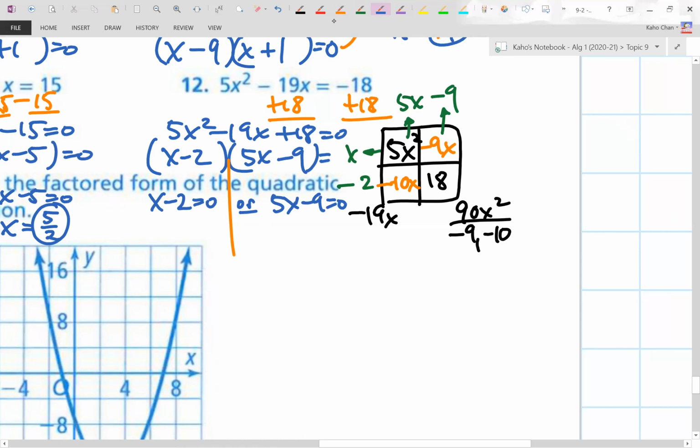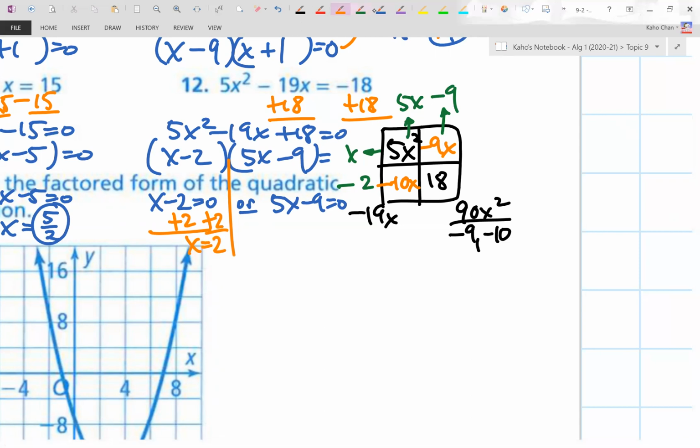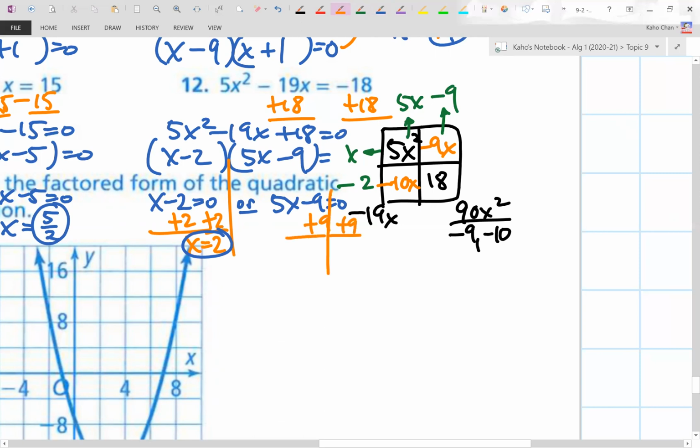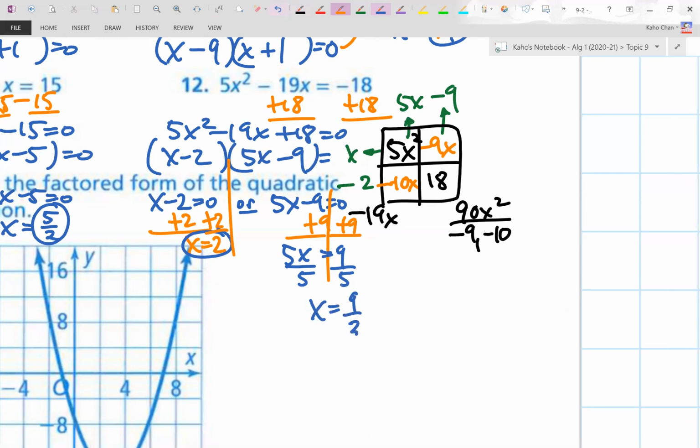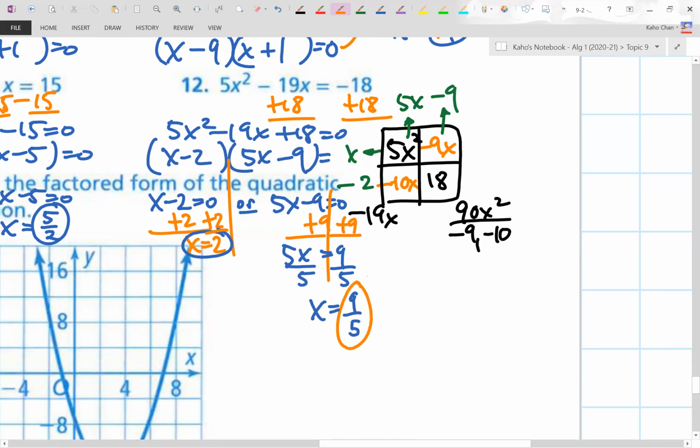There it is. First one's easy. x equals 2. The second one, let's do this. Add 9 and divide by 5, right? There it is. x equals 9/5 and 2. Well, survived that little lesson there.